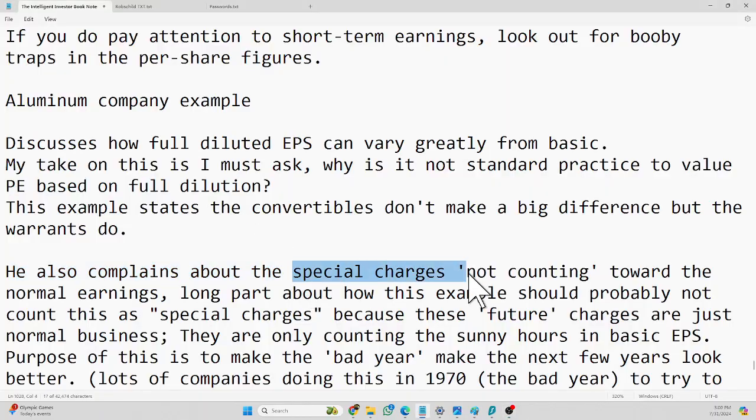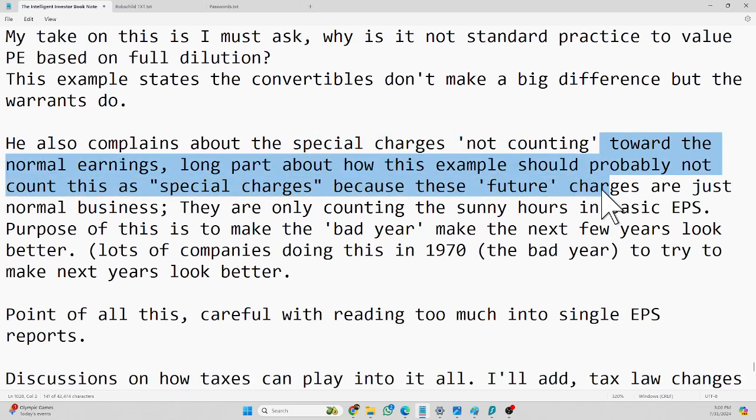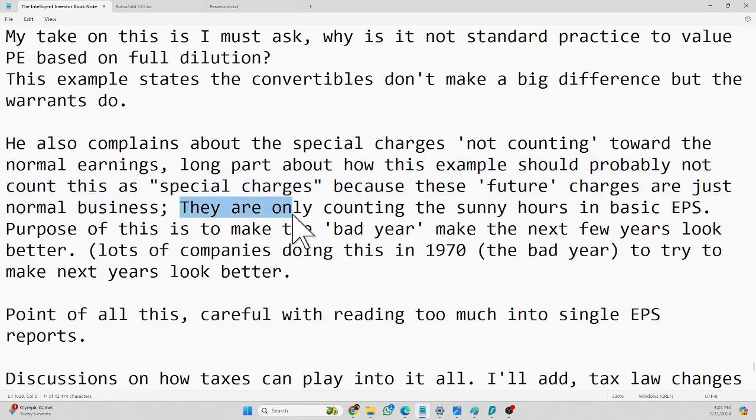And then the main complaint that we talk about, he talks about this a lot in Security Analysis, is dealing with special charges. He's basically complaining about special charges not counting towards normal earnings. And he writes a long diatribe on how this example should probably not count these as special charges, because these future charges are just really normal business. They are only counting the sunny hours, as he puts it in the book, in the earnings per share, instead of counting all of the normal expenses of a business.